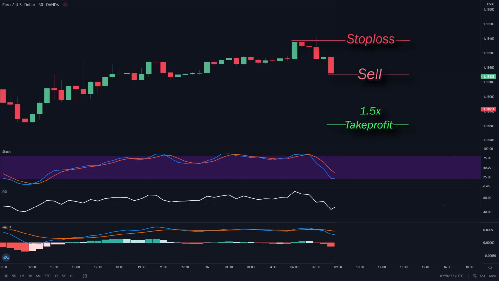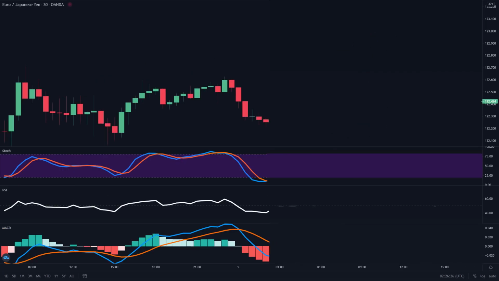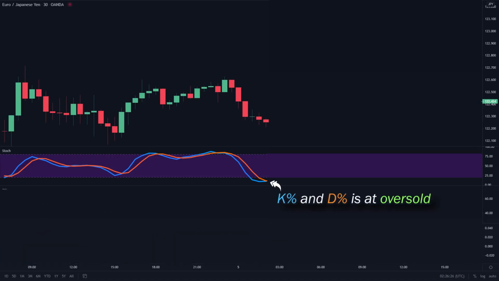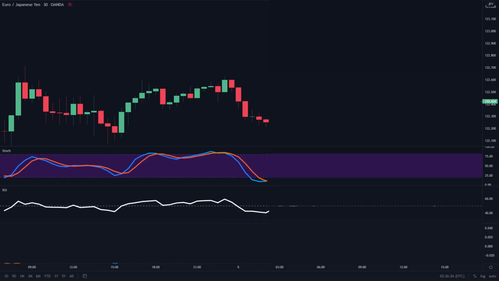So now, before we backtest the strategy 100 times, let's look at it in full action. In this chart, we can see that both of the K and D lines are at oversold, meaning we're going to take a buy position. Then, you want to confirm the uptrend by making sure that the RSI is above the middle line.